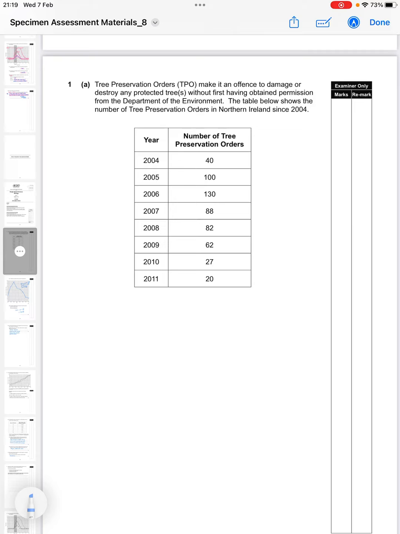So the tree preservation orders, or TPO, make it an offence to damage or destroy any protected trees without having first obtained permission from the Department of the Environment. The table shows the number of tree preservation orders in Northern Ireland since 2004. You see 2004 up to 2011 here. And the number of tree preservation orders: 40, 100, 130, 88, 82, 62, 27 and 20.